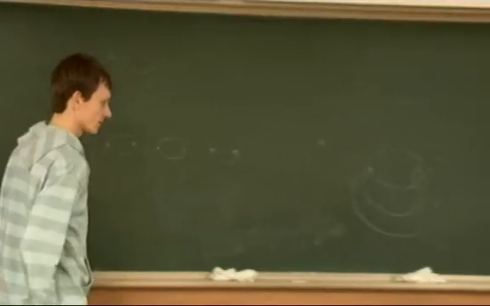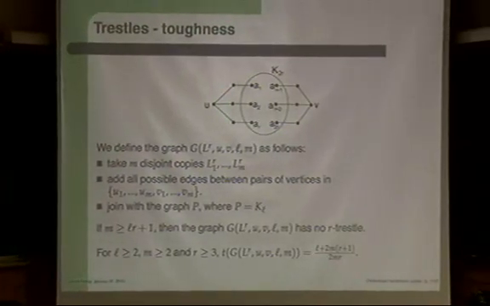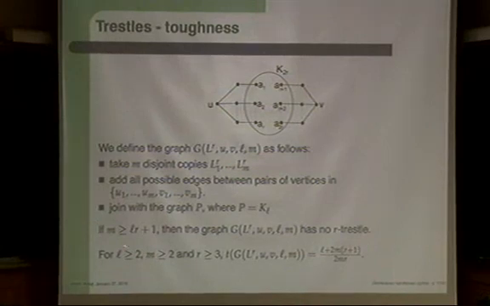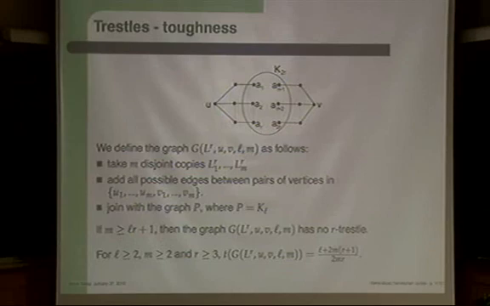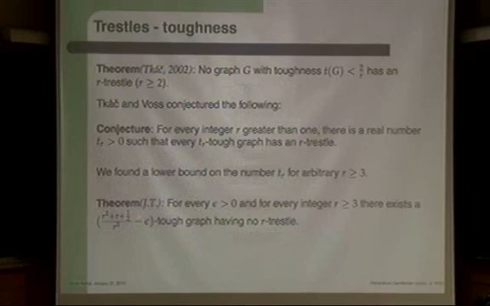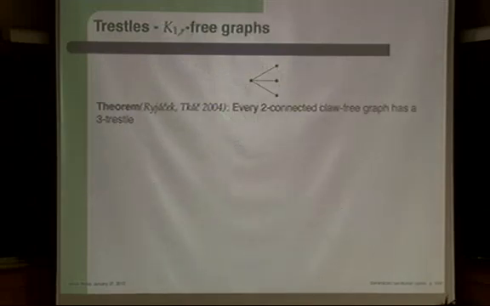On the toughness, you can count the toughness, but I won't go into it. The toughness will be this number depending on L and m. And if you put here m greater than L times (r plus 1), and then you let L go to infinity, then you get this fraction. So that's it. That's the only result regarding toughness in r-trestles I know at the time.